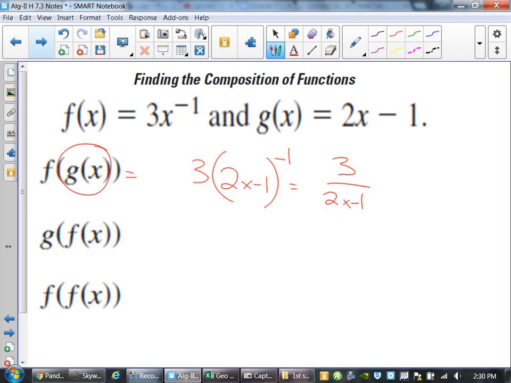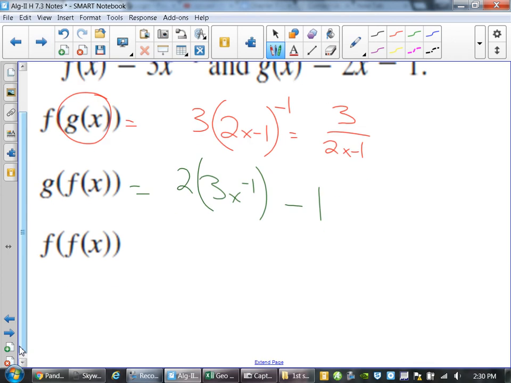Same deal. g of f of x. What function do you write down first? 3x to the negative 1. So we start by writing down 3x to the negative 1. And then I surround that with the 2 minus 1. Now this is what you were asking about a second ago. The minus 1 is just tacked on afterwards. I still have to simplify the 3x to the negative 1. In this part here, what's being raised to the negative 1? Just the x. So when I multiply out, I get 6 over x minus 1. And I'm done.